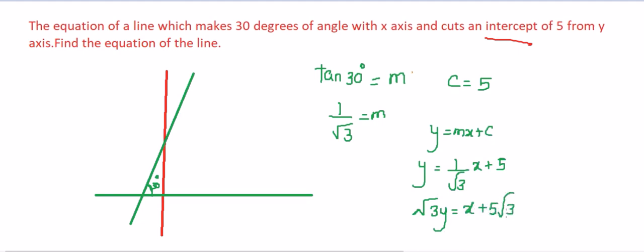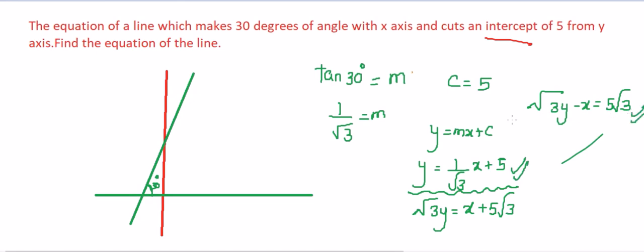y is equal to 1 over root 3 x plus 5, or root 3 y equals x plus 5 root 3. Either you can leave it like this, or you can write root 3 y minus x is equal to 5 root 3. So this is your final equation. This is correct and this one is also correct, but you have to see which form you have to apply, and since they are talking about the intercept and the slope, you need to apply the slope form.